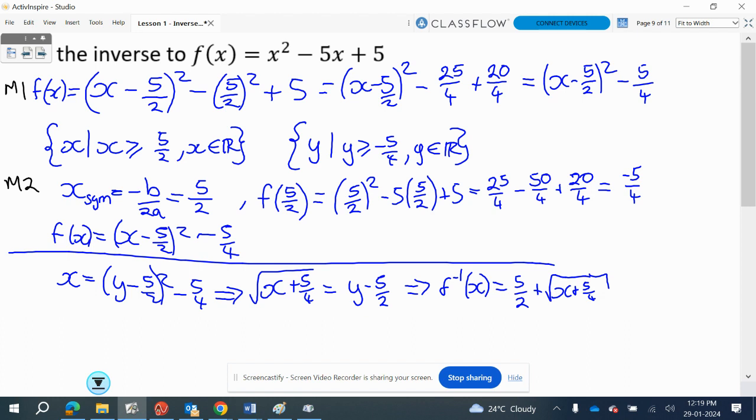What is the domain of this function? Helen? X is greater than or equal to negative 5 over 4, and it's one of the real numbers. So without any working out, you just read it off of up there, taking the range from here. And that's now the domain of the inverse function.